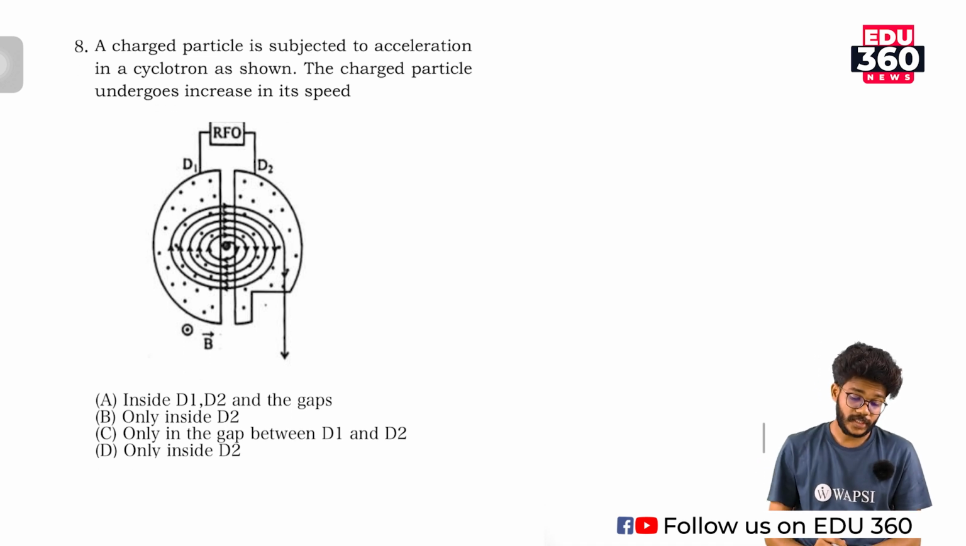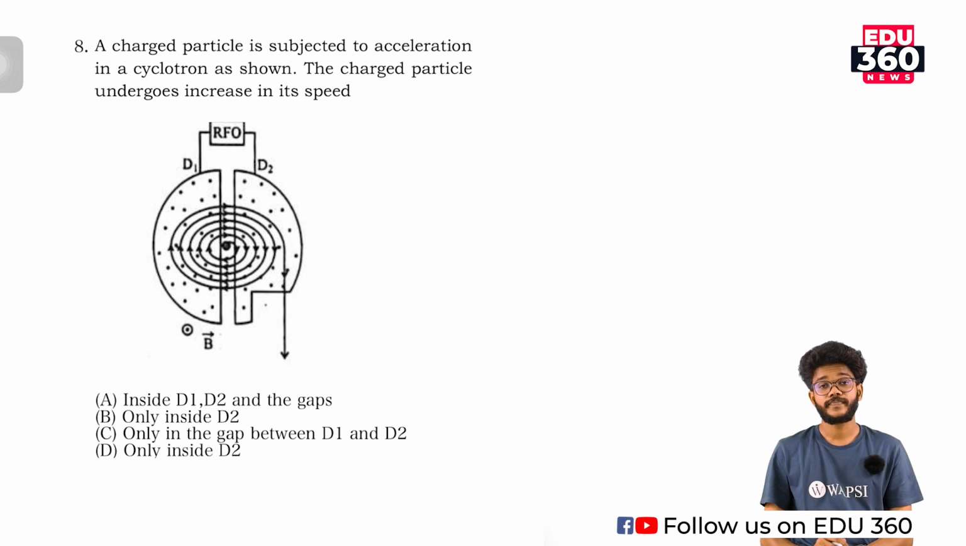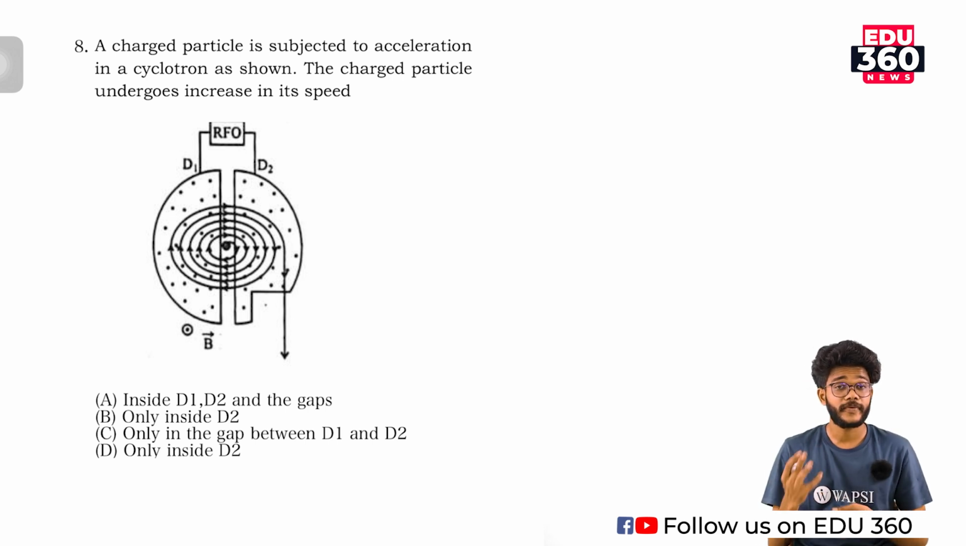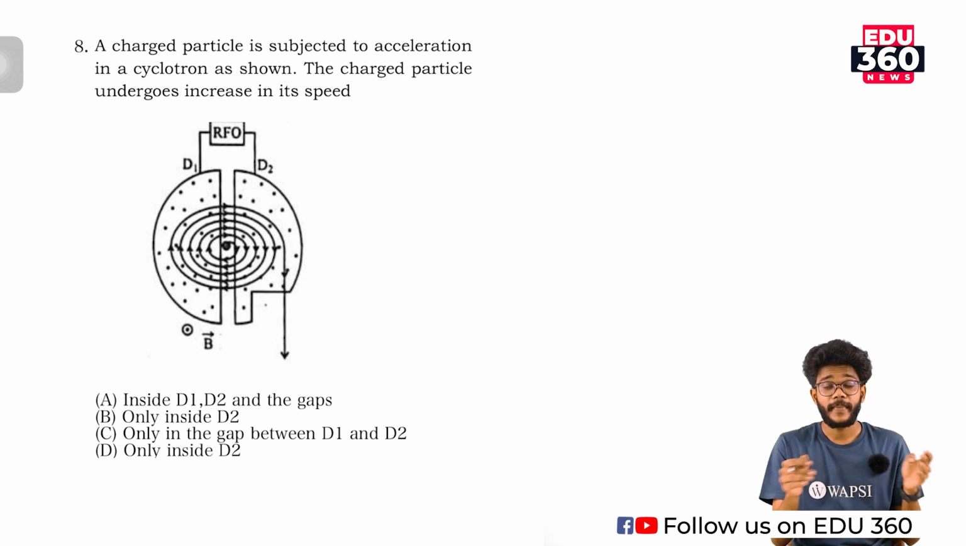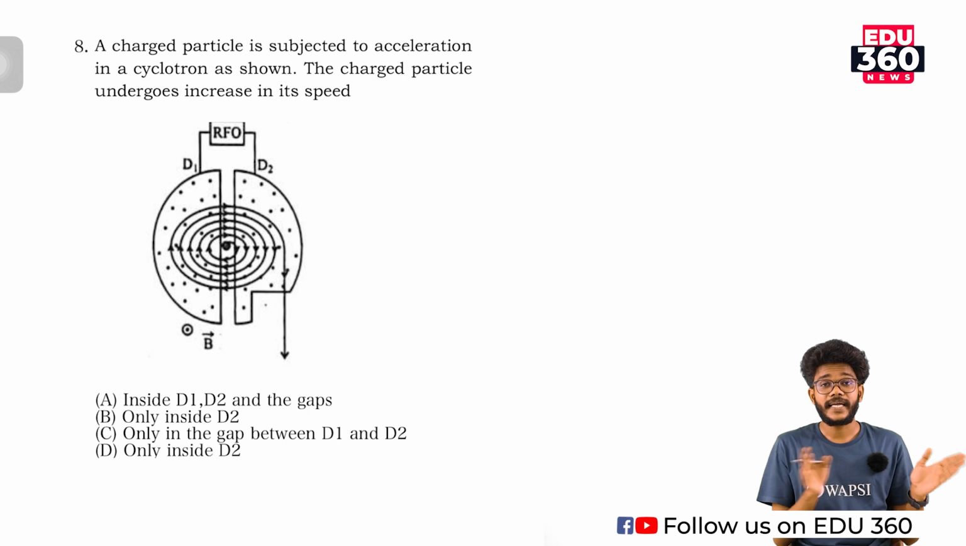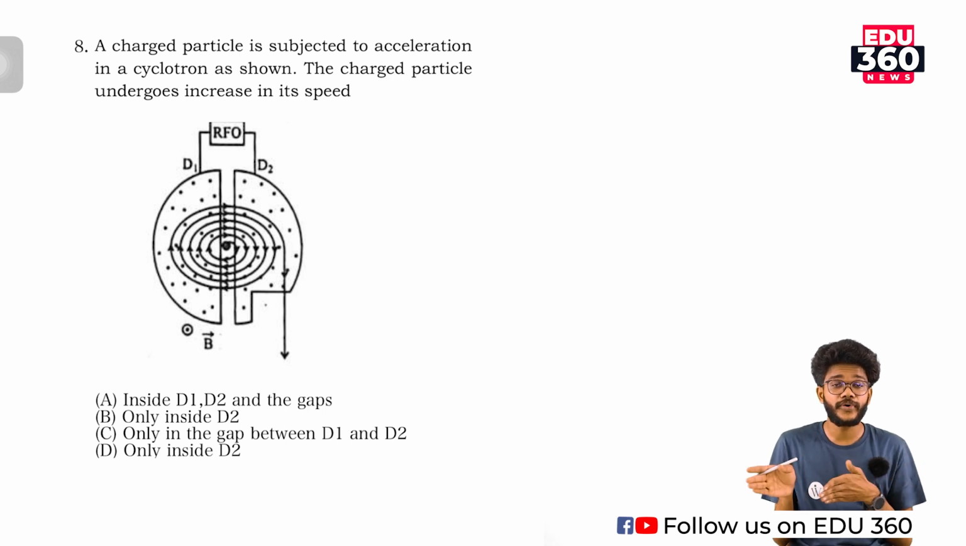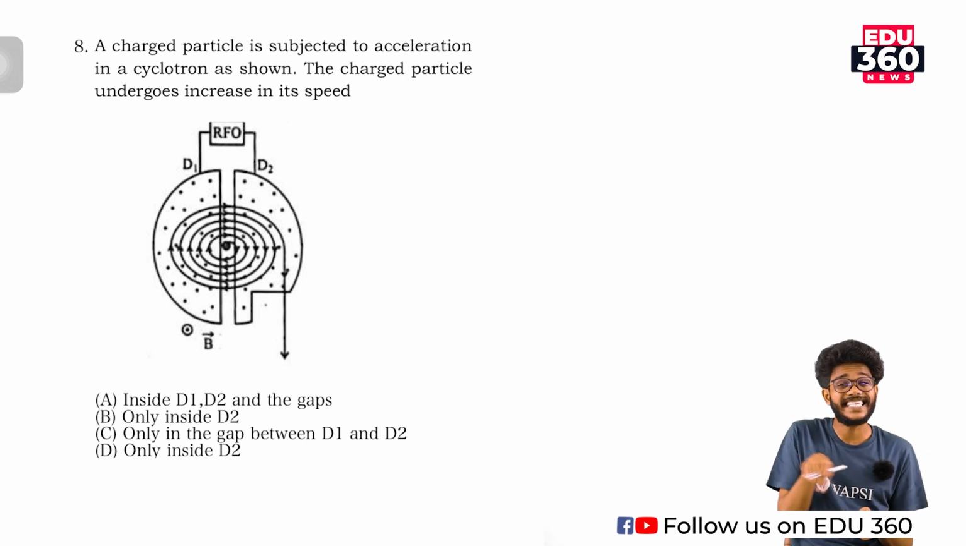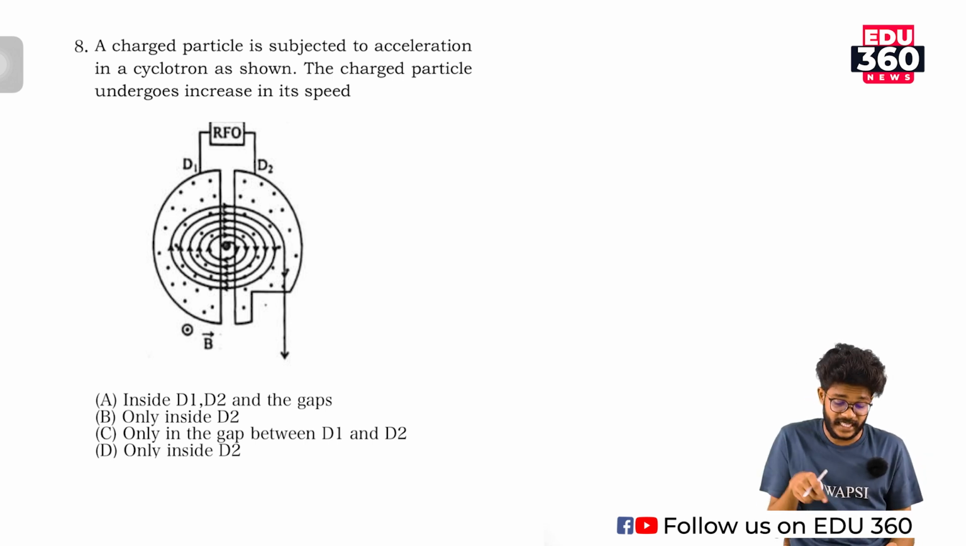A charged particle is subjected to acceleration in a cyclotron. Okay, what is the working principle of cyclotron? Two D's are there. A magnetic field is produced by giving an electric current, and the frequency is fixed by the RF oscillator, and the polarity will change according to the direction of the electric field. That's how it is oscillated inside the D's.